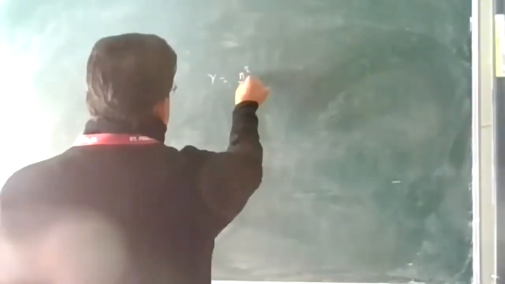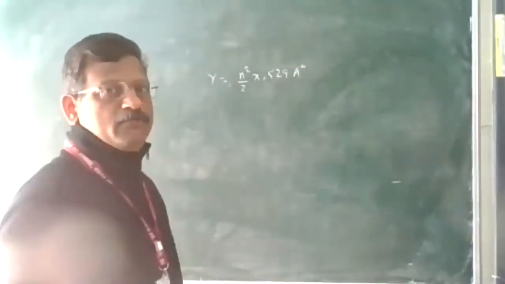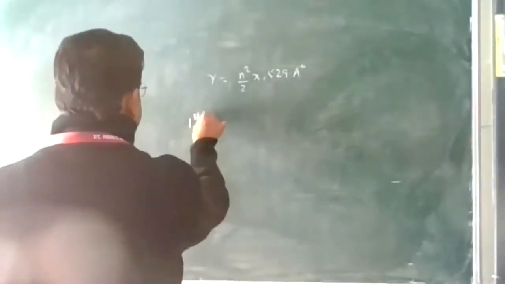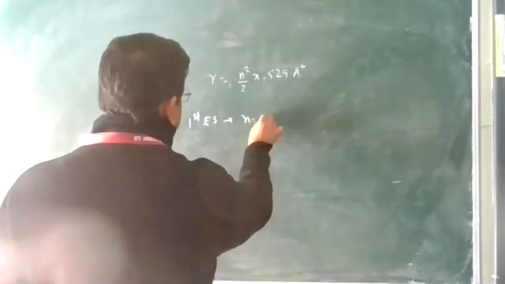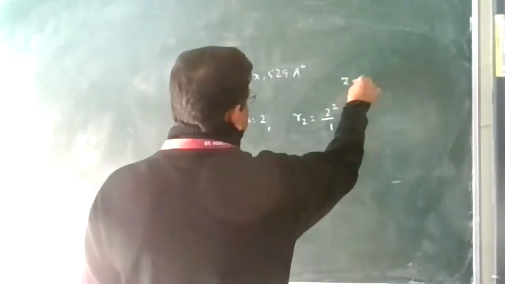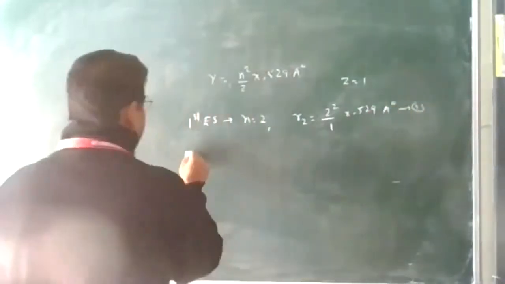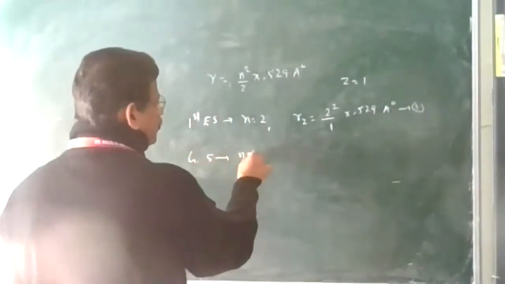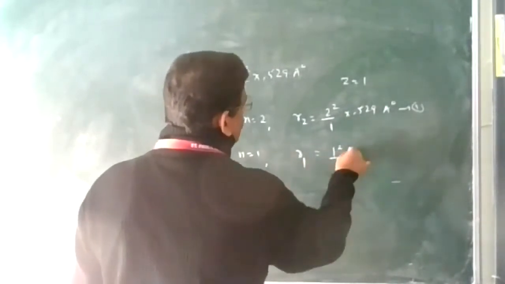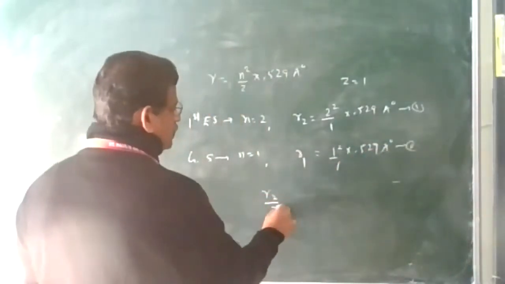R equal to n square by Z into 0.529 angstrom. Ratio of the first excited state to the ground state. First excited state stands for n equal to 2, that is R2 equal to 2 square by Z into 0.529 angstrom, with Z equal to 1. And ground state n equal to 1, that is going to be R1, which is 1 square divided by 1 into 0.529. So the ratio is R2 by R1.